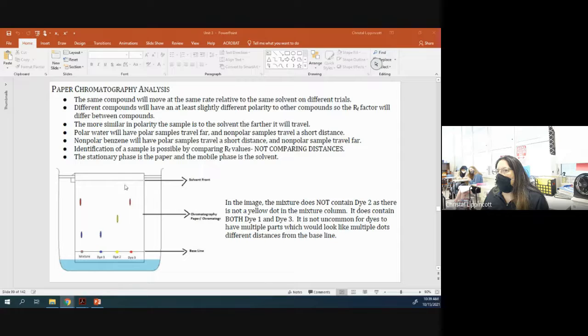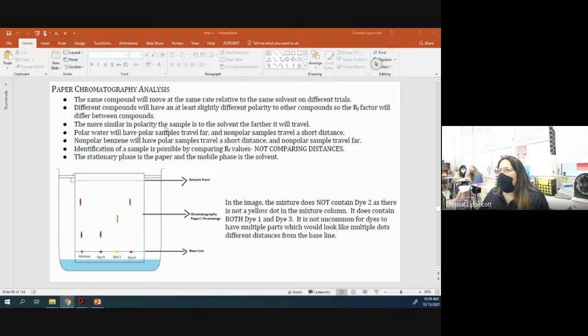So this is what I mean by the solvent front. They're going to allow this to move up through here. They would stop it and pull it out at this point. You can't continue to let it go up and over because then you don't have a frame of reference. So the same compound will move at the same rate relative to the same solvent trial.